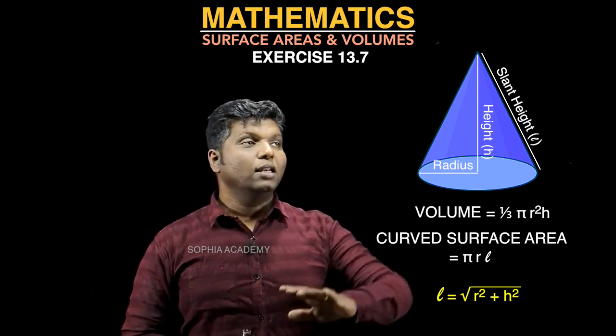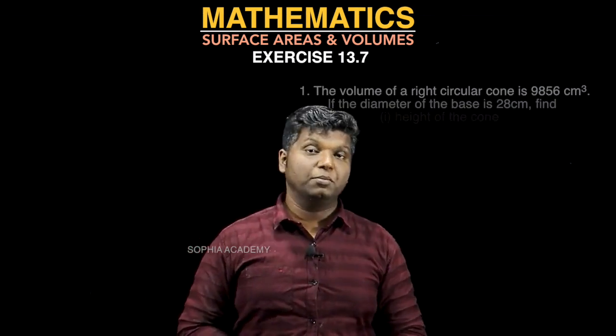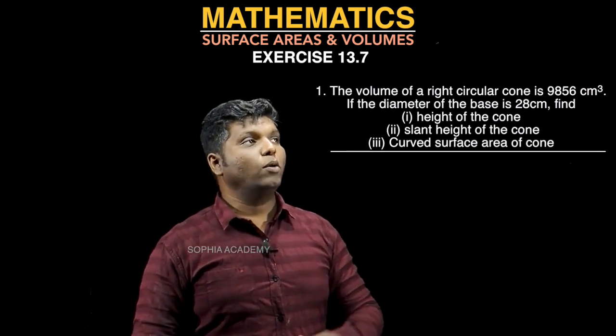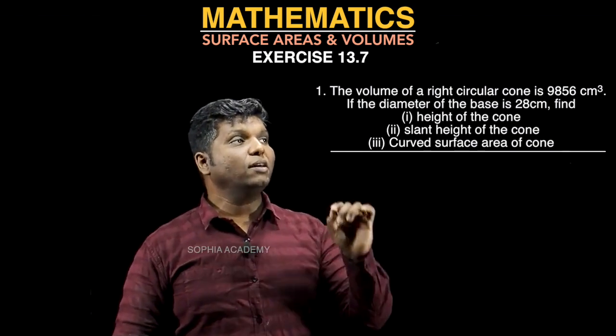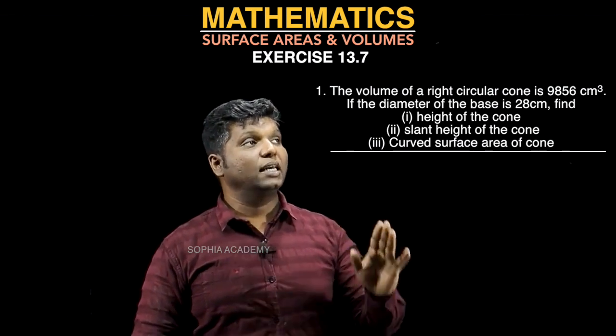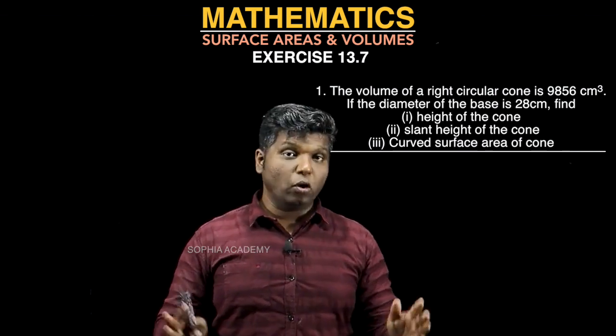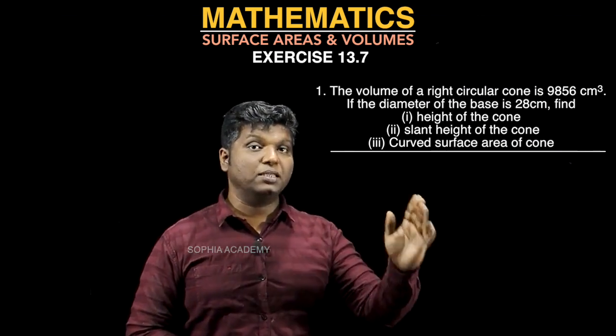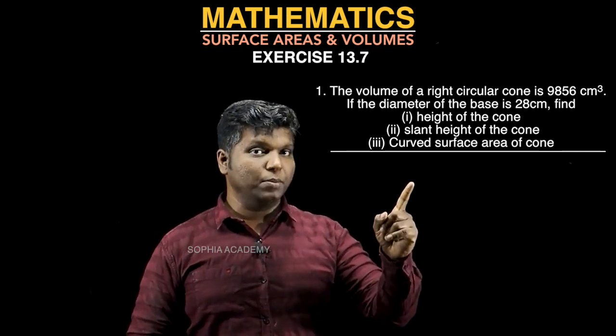Clear? Okay, now let us get into the very first question of exercise number 13.7. Here goes the question before you. The volume of a right circular cone is 9,856 centimeter cube. That means the volume of the cone is given. It is 9,856 centimeter cube. That is the volume given, right?